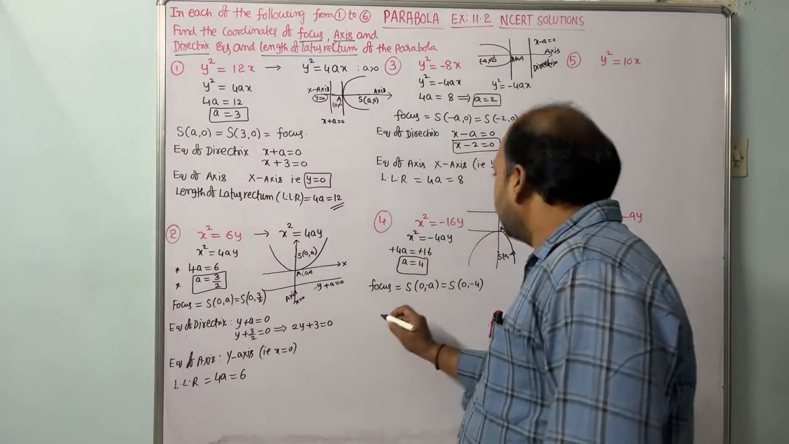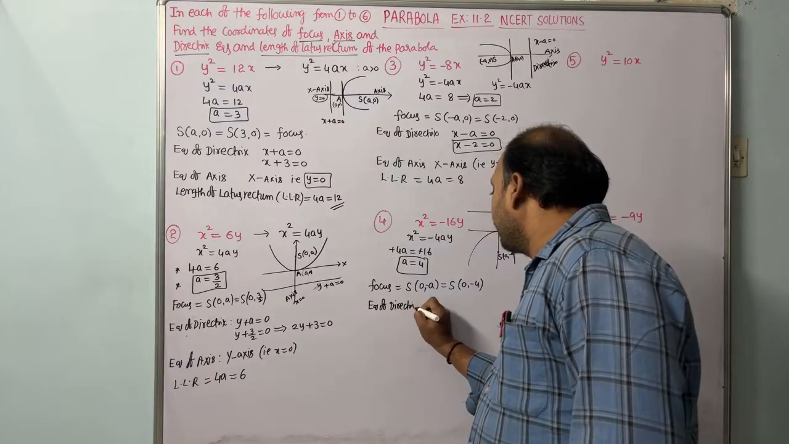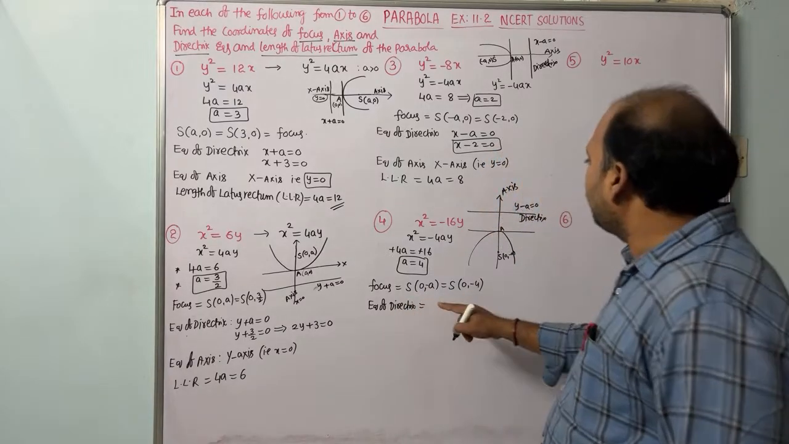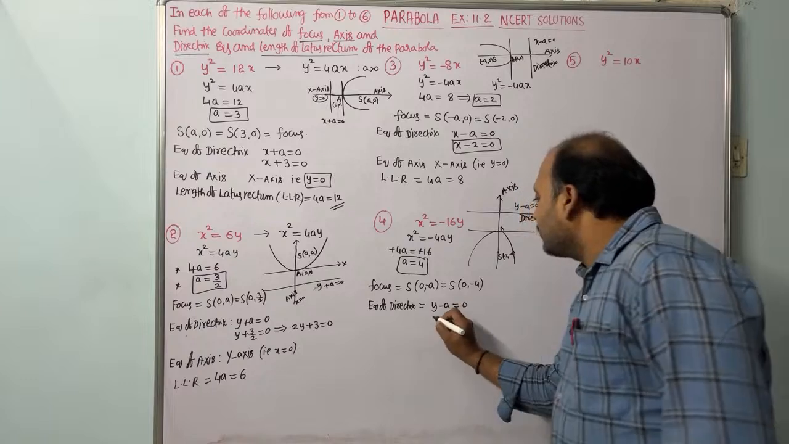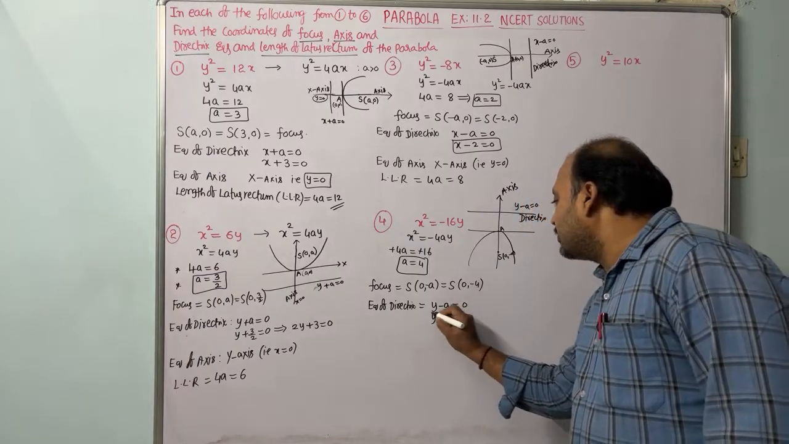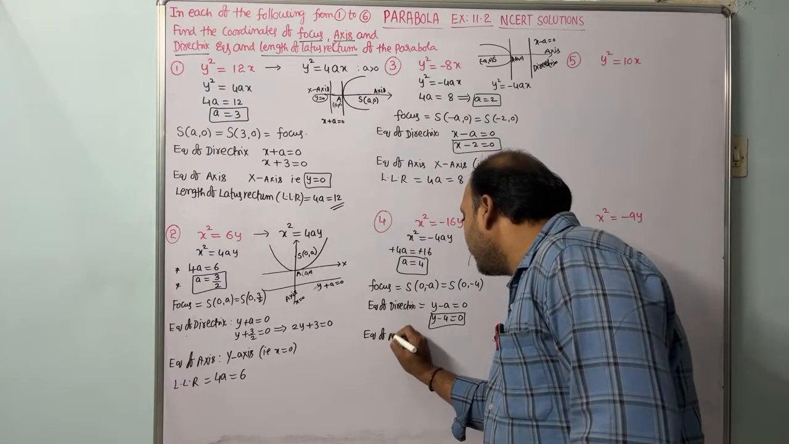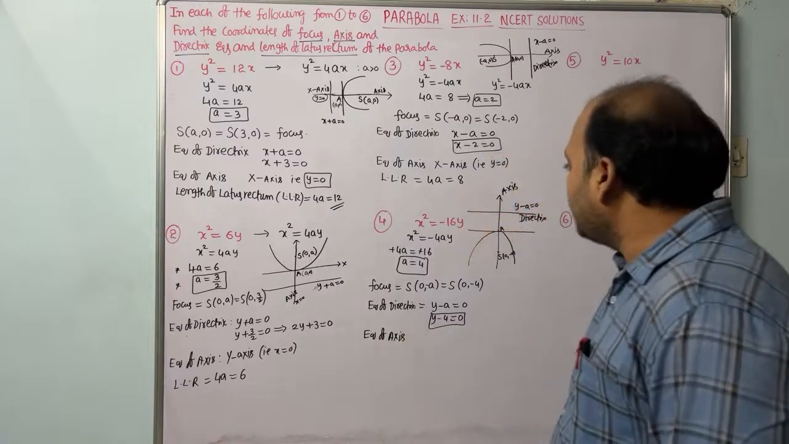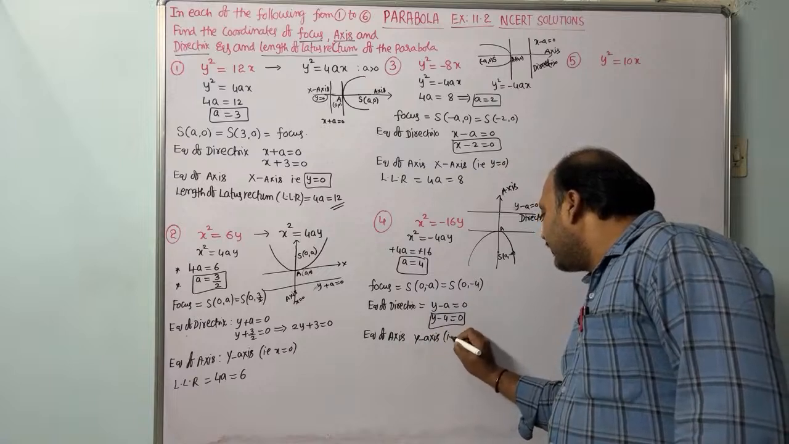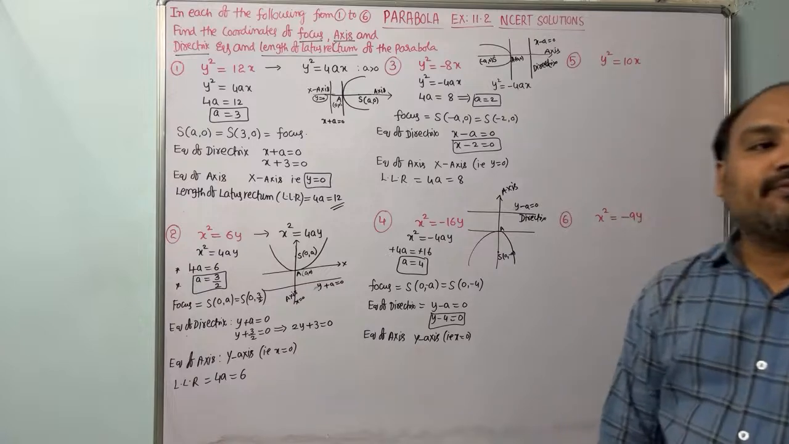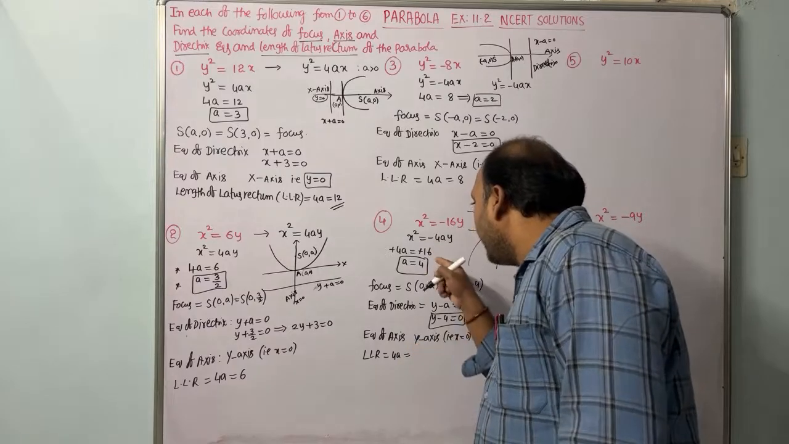After that, next equation of directrix. Equation of directrix is what? y minus a equal to 0. So y minus 4 equal to 0. Next, equation of axis. What is the equation of axis? This is the y-axis. y-axis means in brackets x is equal to 0. Next, LLR, length of latus rectum, 4a. What is 4a according to this? 16.